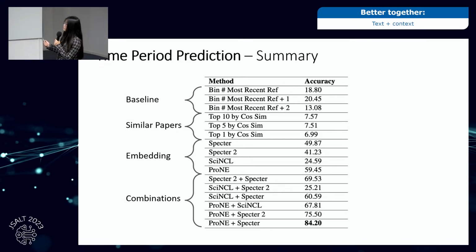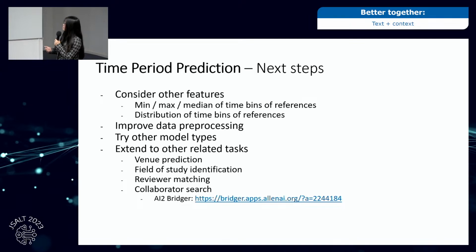And then this is a summary of all the results from the 4 main different methods. And then for next steps, we could consider other features, like instead of just considering the max of the references, also consider the min, max, median of the references or the distribution of the time bins of the references. Could also improve data pre-processing, especially with missing vectors, trying other model types, extending to other related tasks like venue prediction, field of study, reviewer matching, and collaborator search.